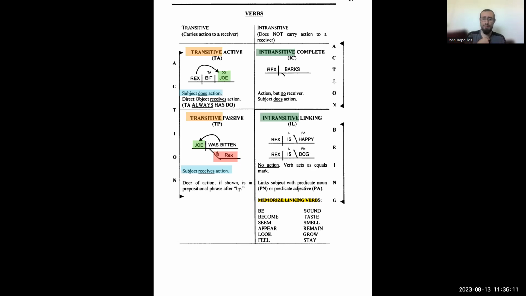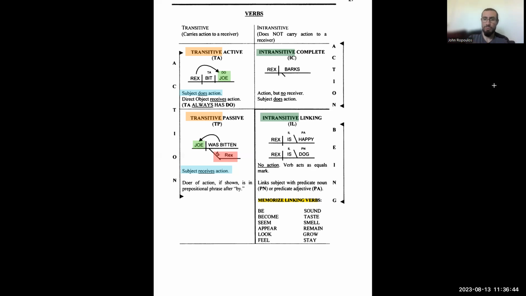This is called intransitive complete. Intransitive because there's no action being sent to a receiver. Complete because you have a complete sentence there, right? It's done. If I say Rex bit, usually we're waiting. Who or what did he bite? The sentence needs to be completed. Okay, Rex bit. I'm waiting. Who did he bite? But Rex barks. Okay, I can end right there.